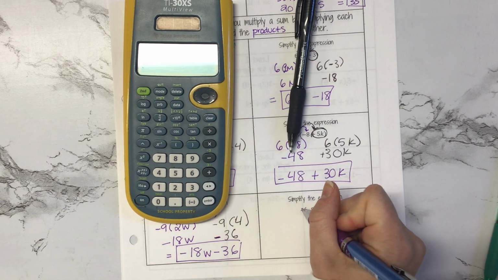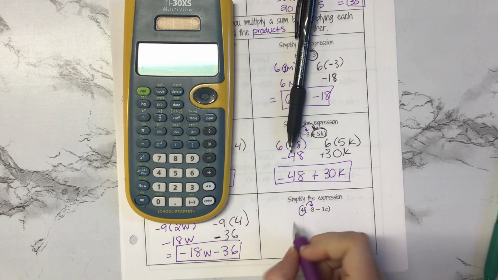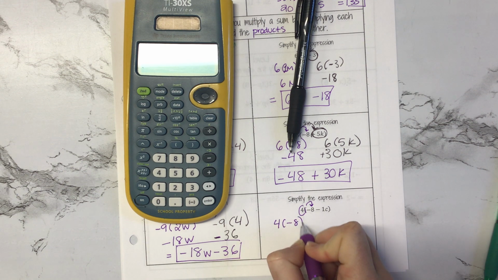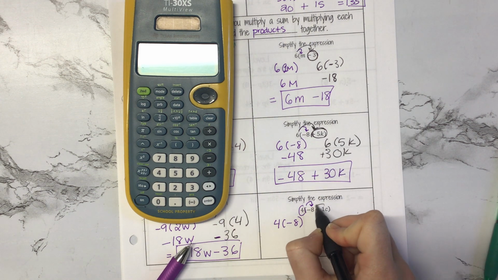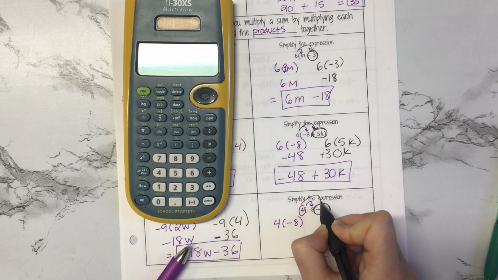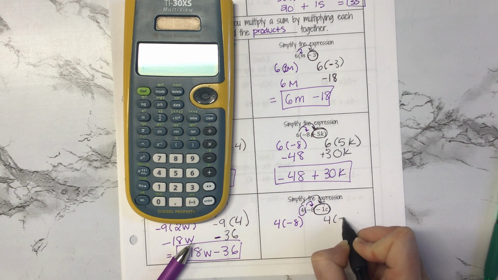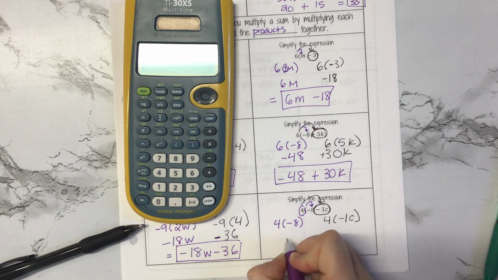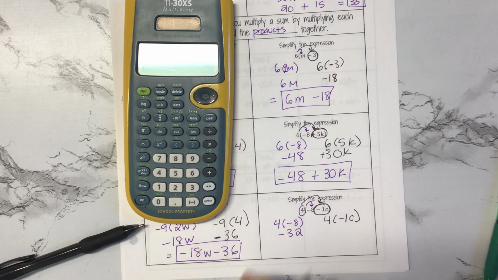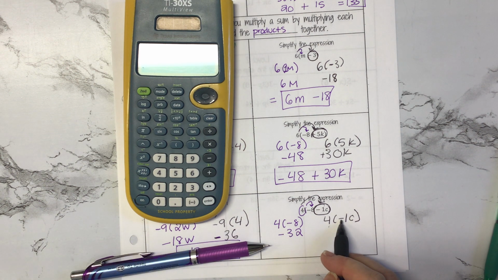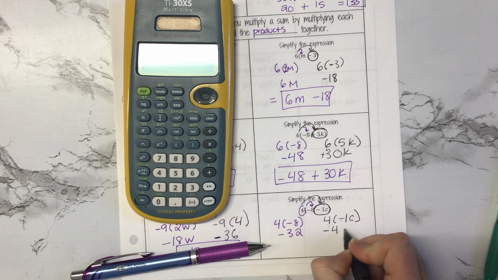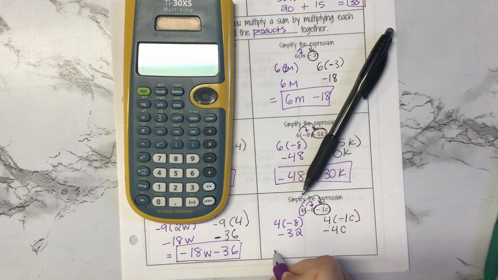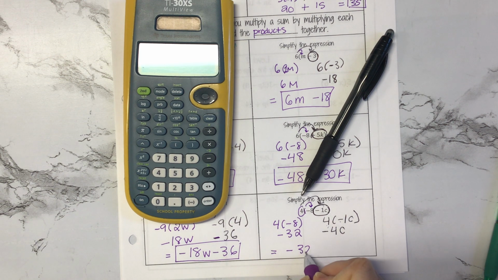So I'm going to distribute this 4 to the negative 8. 4 times negative 8. This minus belongs to the c. It's going to be 4 times negative 1c. 4 times negative 8 is negative 32. 4 times negative 1 is negative 4. So 4 times negative 1c is negative 4c. So negative 32 minus 4c.